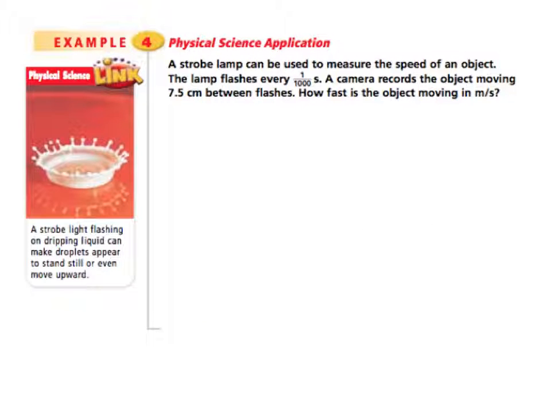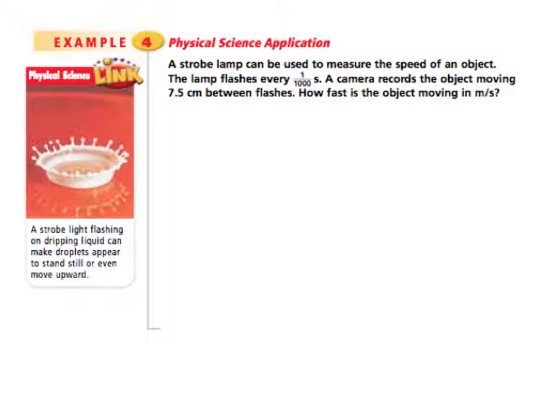Let's try another one. Example 4: a strobe light can be used to measure the speed of an object. The lamp flashes every 1/1000th of a second. A camera records the object moving 7.5 centimeters per flash. How fast is the object moving in meters per second?